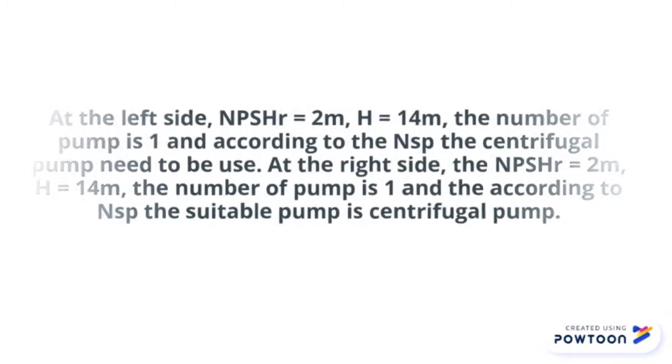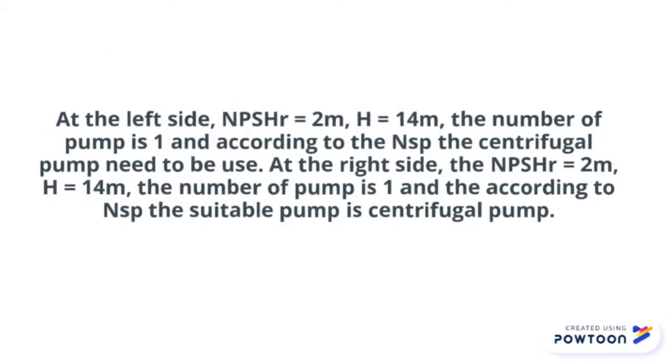At the left side, NPSHR equals 2 meter, H equals 14 meter. The number of pump is 1 and according to the NSP the centrifugal pump needs to be used. At the right side, the NPSHR equals 2 meter, H equals 14 meter. The number of pump is 1 and according to NSP the suitable pump is the centrifugal pump.